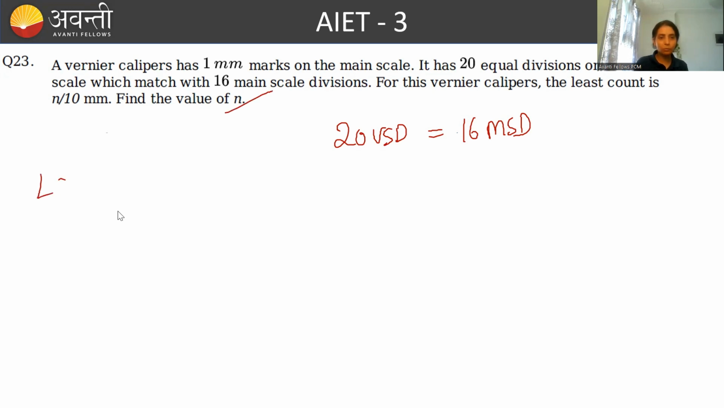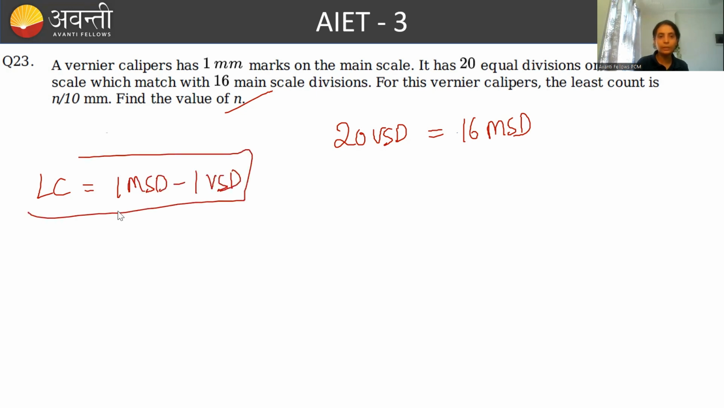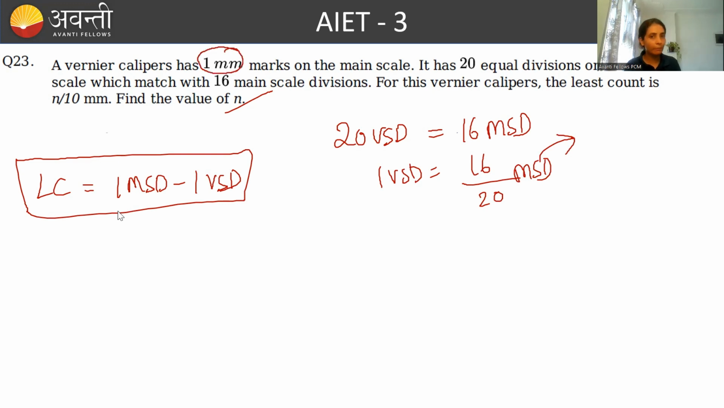Okay, so the least count of a vernier caliper we write as 1 MSD minus 1 VSD. This is the least count formula. So just put the values. Now here you calculate the 1 VSD value, that is equal to 16 by 20 MSD. And the MSD value is already given in the question. One main scale division has a value of 1 millimeter. So MSD is equal to 1 millimeter. Now here you put 1 millimeter minus 1 VSD, 16 by 20 millimeter.